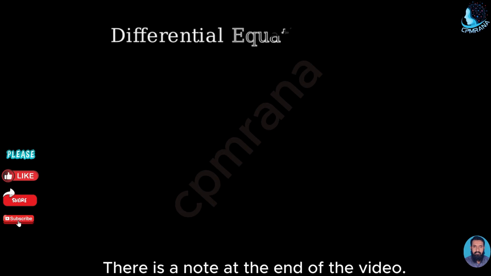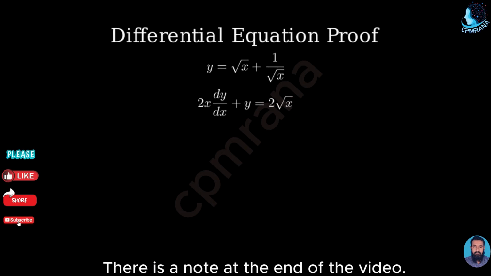Let's solve this calculus problem step by step. We need to prove that for the function y equals square root of x plus 1 over square root of x, 2x times dy/dx plus y equals 2 square root of x.